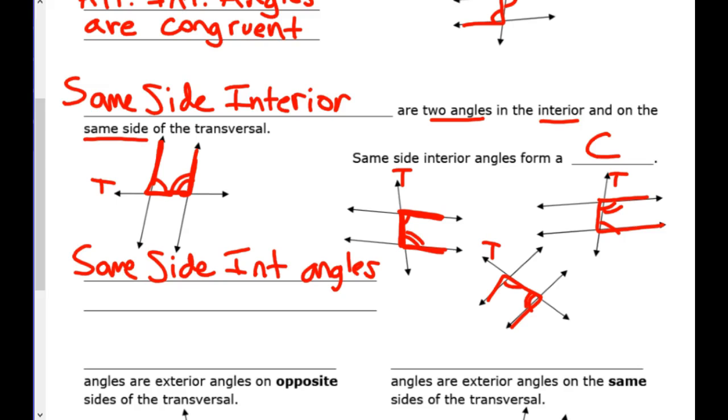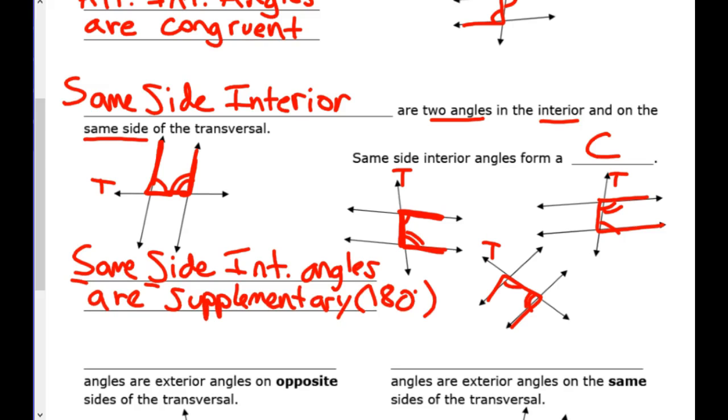Supplementary. If they add up to 180, you got to know that. It's supplementary. So, same side, SS is S. Supplementary. Which means they add up to 180. Okay? Same side. Supplementary. For the interior angles.